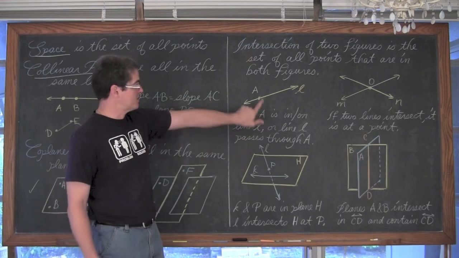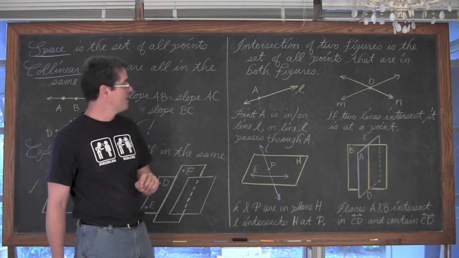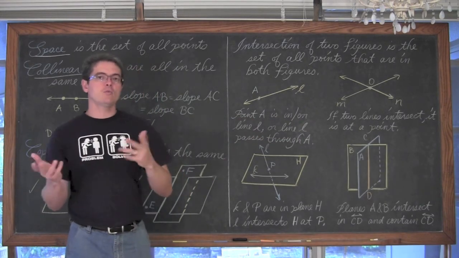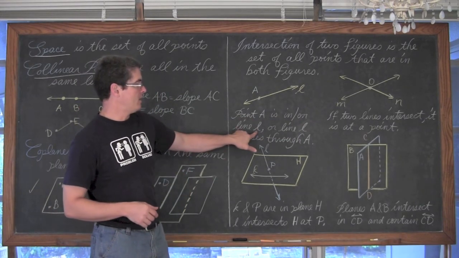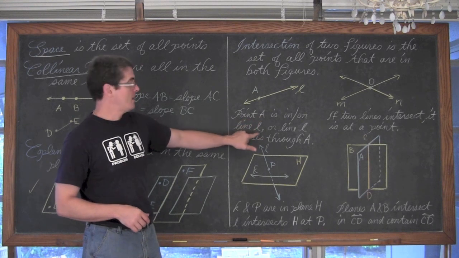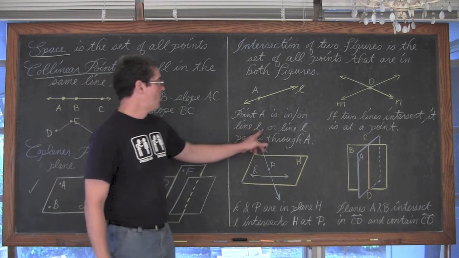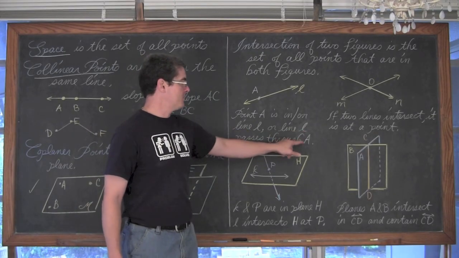So it's an intersection here, right here at this green dot. So point A is either in or on. The language is interchangeable. Line L, capital letter for the point, and the lowercase letter indication for the line, don't forget that. Or line L passes through A.